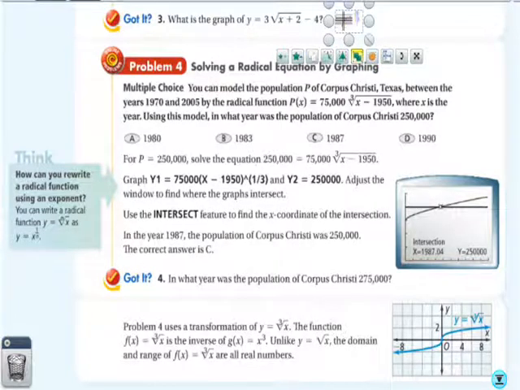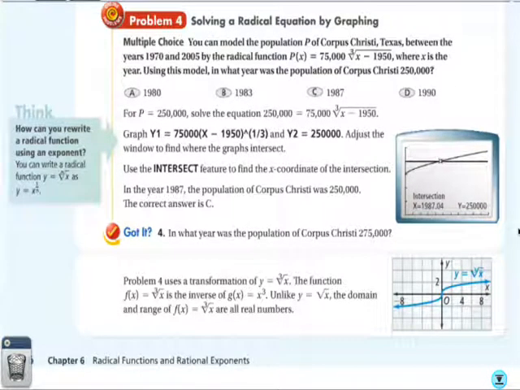All right, so solving a radical equation by graphing. So we have this model right here for the population of Corpus Christi, Texas, between the years of 1970 and 2005. And then they want to know, what year was the population 250,000? So really, all we do is we graph this first one, okay, and then we graph the point, or y equals 250,000, and you just find where they intersect.